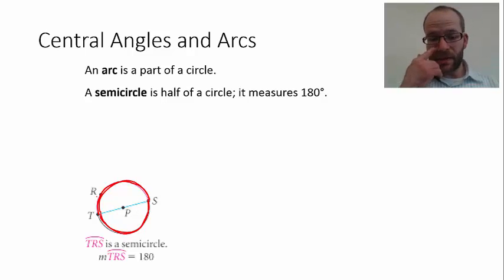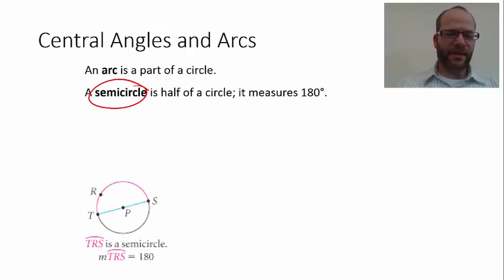Which brings us to a slight issue with respect to naming. When it comes to naming semicircles, we always have to name it by 3 points. If I simply said semicircle TS, you wouldn't know if I was talking about this one or this one. We name it by reference to 3 points, the middle point being some point on the semicircle. In this case, semicircle TRS is this one.